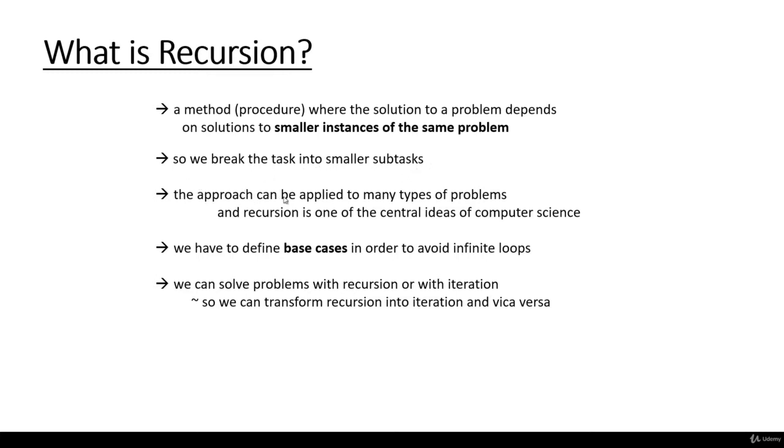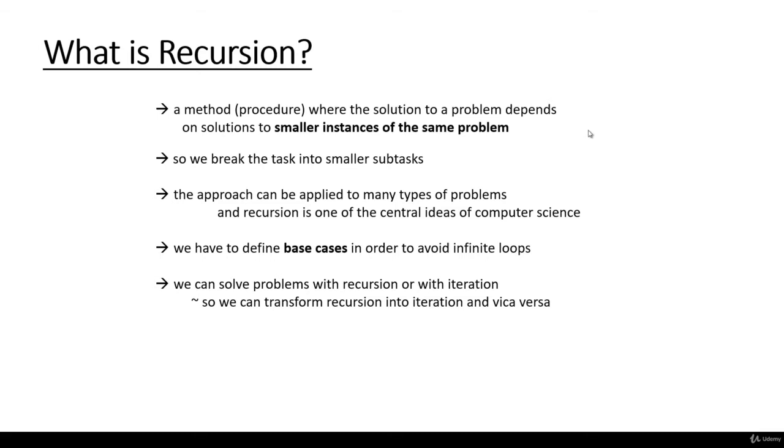This approach can be applied to many types of problems, and recursion is one of the central ideas of computer science. We are going to talk about backtracking. Backtracking related algorithms rely heavily on recursive function calls. Then, for example, graph algorithms such as breadth first search and depth first search use recursion under the hood. Or for example, when we want to find the maximum or the minimum item in a binary search tree, we have to use recursion again.